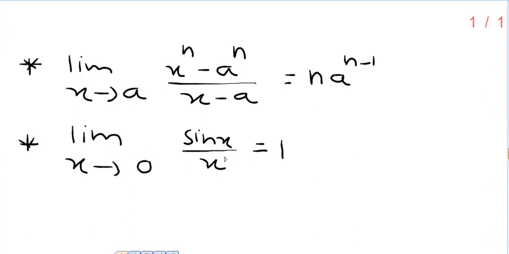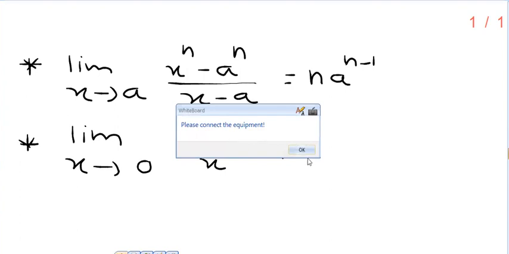This means that if angle is in radian, actually in calculus, you have to remember two things. Number one, angle must be in radian only. Secondly, base of logarithm must be e. If it is not e, you have to change the base to e.